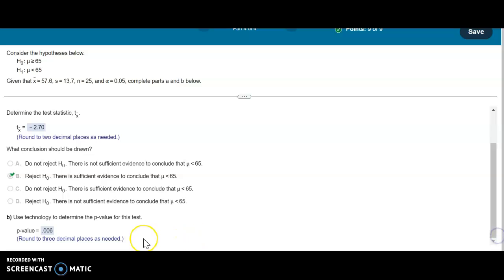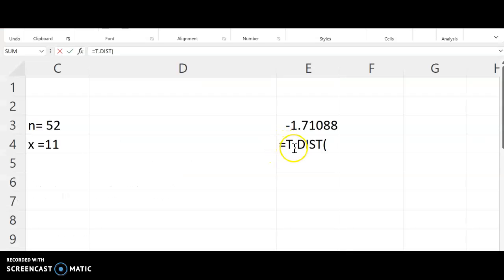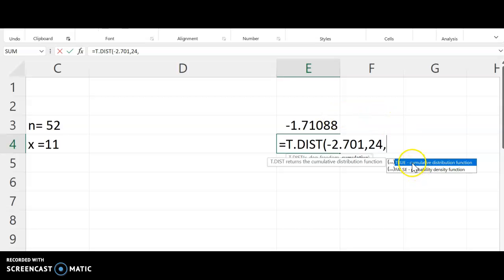And then use technology to determine the p-value. So to get your probability of that area, t.dist, and x is your test statistic, which is negative 2.701. Your degrees of freedom is 24, and we want it to be cumulative.